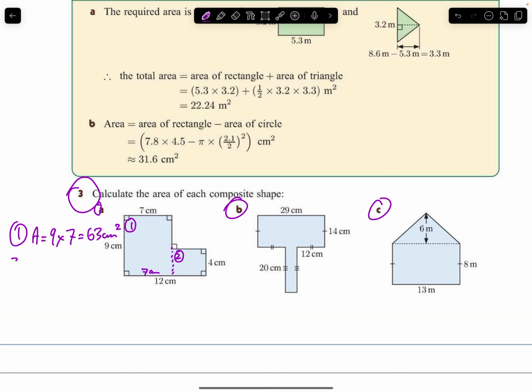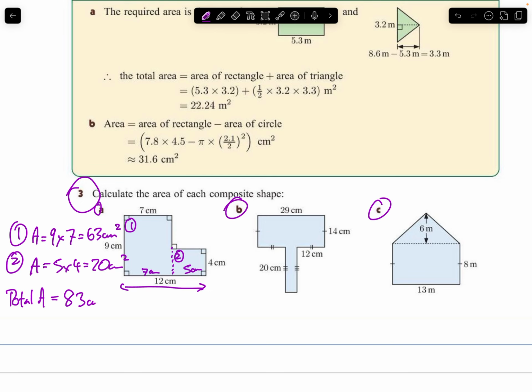Rectangle 2 area is going to be, if the whole thing is 12, 7 is taken up by this side, so this must be 5. So area is going to be 5 times 4 equals 20 square centimeters. So total area is 63 plus 20, 83 square centimeters.